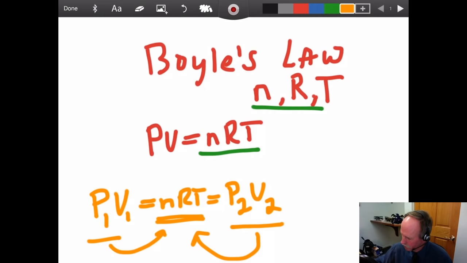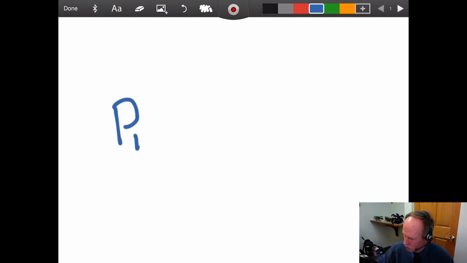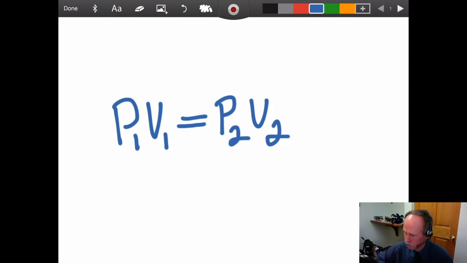So if we want to get right down to Boyle's law, it is P1 V1 equals P2 V2. Now, generally it gets a little bit more complex with that. They'll say, what happens if you change the pressure from 1 atmosphere to 2 atmospheres? What happens to the volume? So how would we set that up?